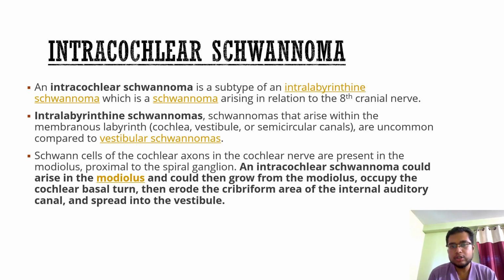So intracochlear schwannoma is a subtype of intralabyrinthine schwannoma. And intralabyrinthine schwannoma is a schwannoma that arises within the membranous labyrinth, that is within the cochlea, vestibule, or semicircular canals, which is different from vestibular schwannomas that typically arise from the inferior vestibular nerve, or vestibular schwannomas with intracanalicular, intracochlear extensions. They are completely different entities as compared to intralabyrinthine schwannomas.